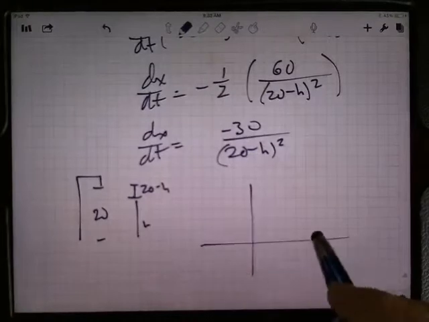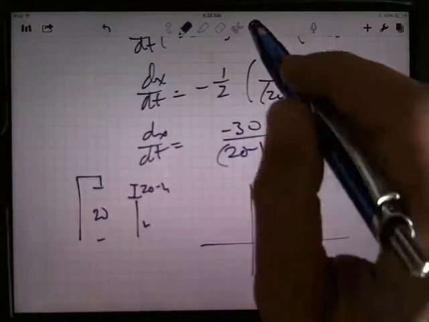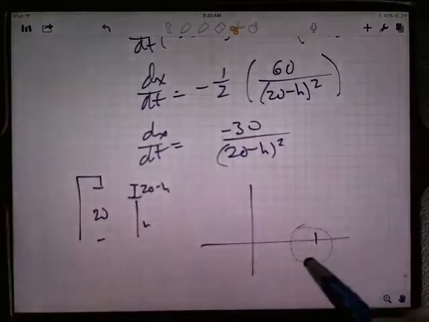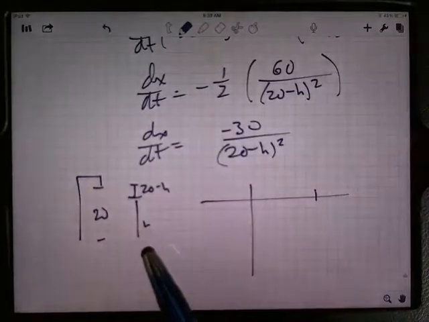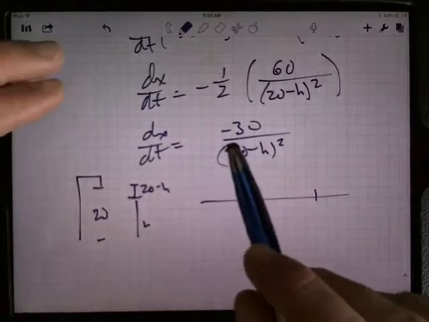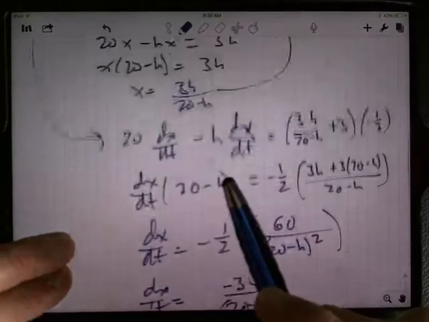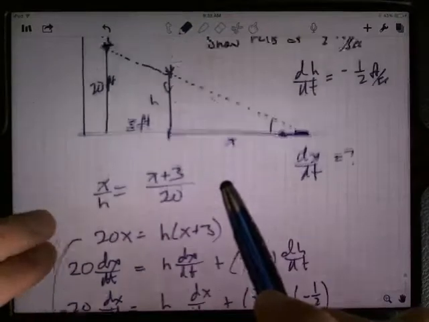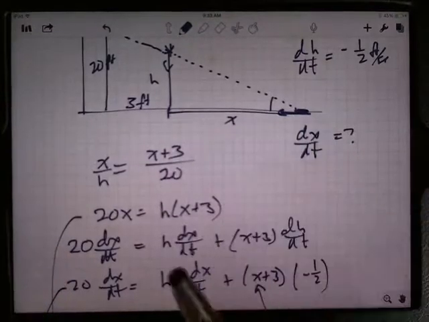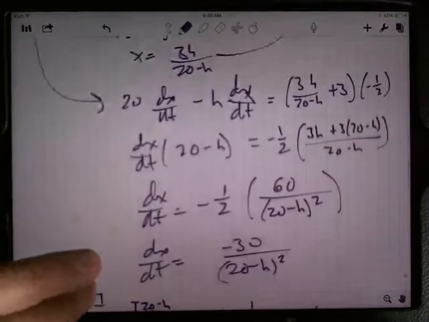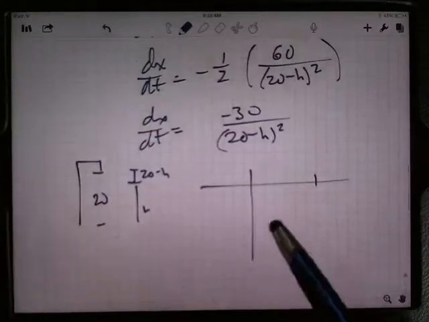The graph of this thing looks like this. Actually, I need to move this up. This is always negative. The negative, first of all, is because the shadow is approaching. That shadow is moving in this way, so x is getting smaller. Hence the negative sign on the rate of change there, because x is getting smaller.